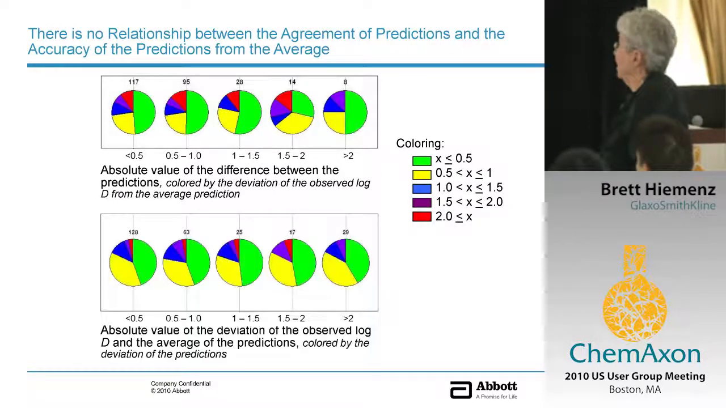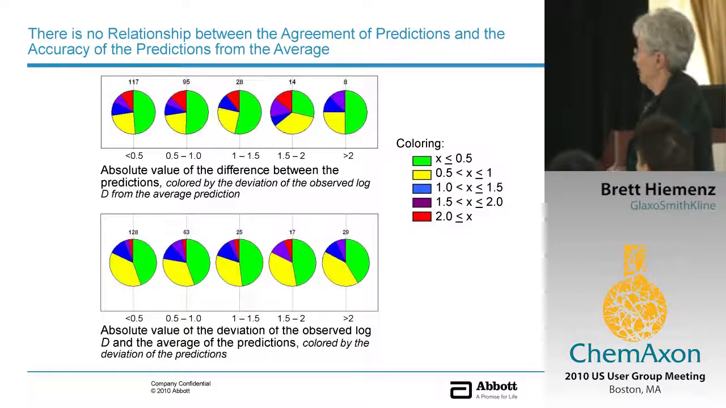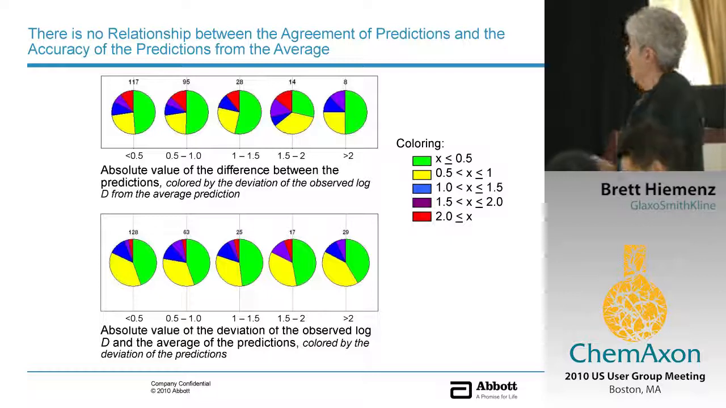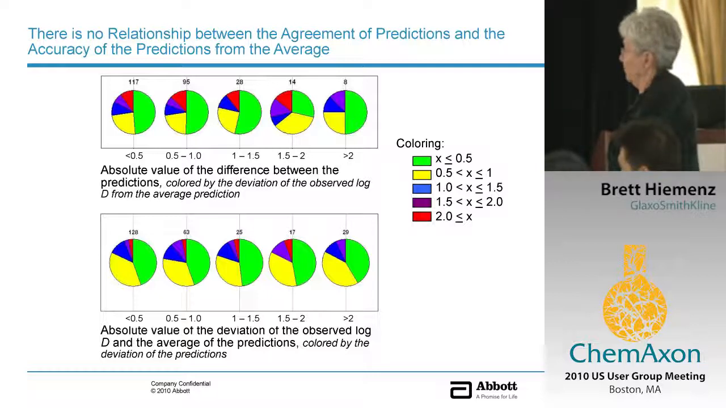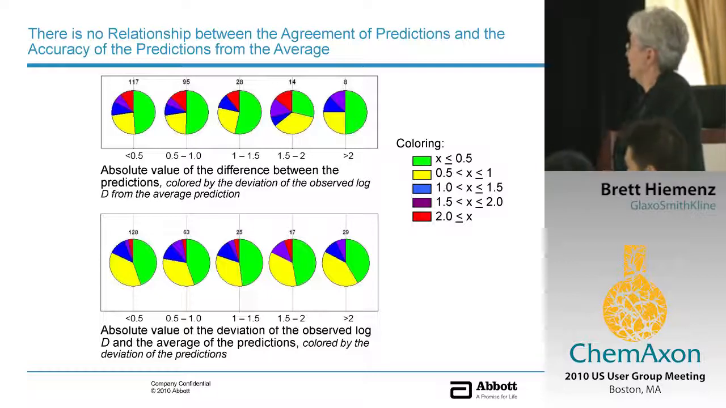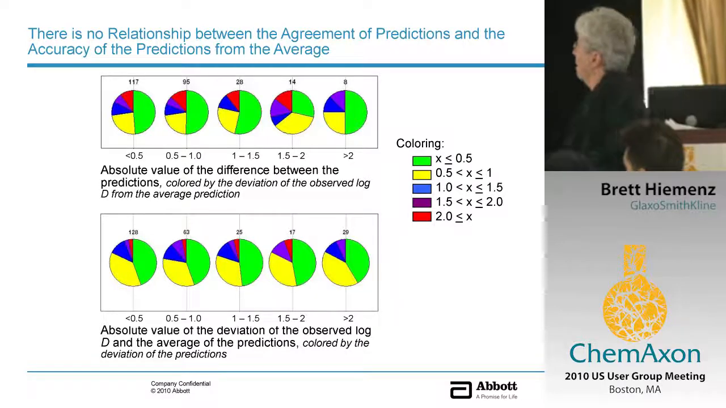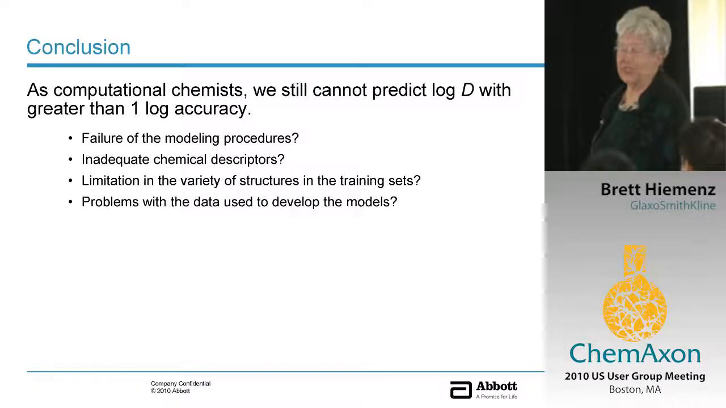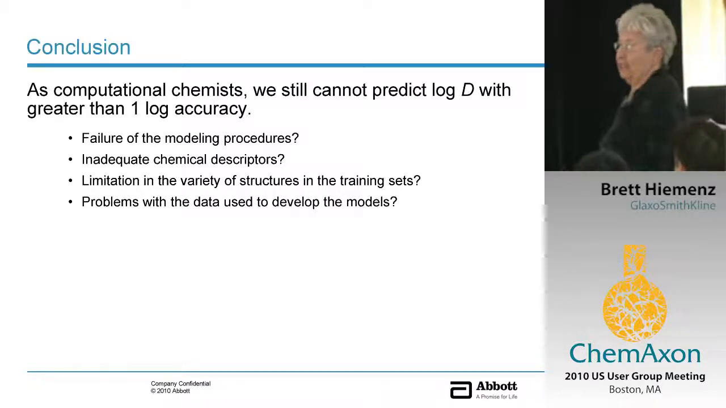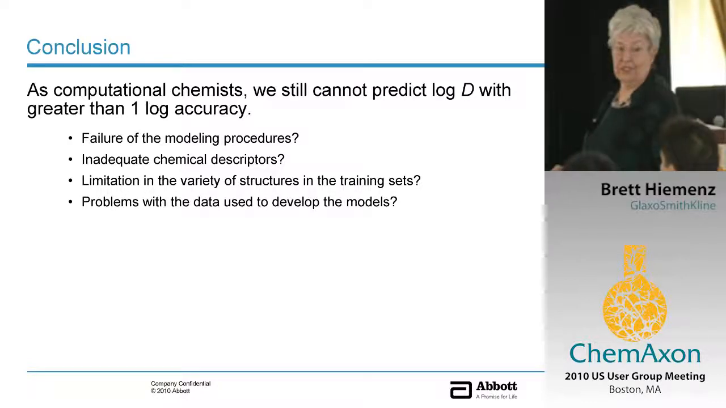And the next slide basically says more or less the same thing. This now is the average value of the deviation of the observed and the average of the predictions. So these are good predictions, these are bad predictions, and they're colored by how different the two predictions are. So the conclusion is, we wish that we could calculate octanol water log D with greater than 1 log unit accuracy.